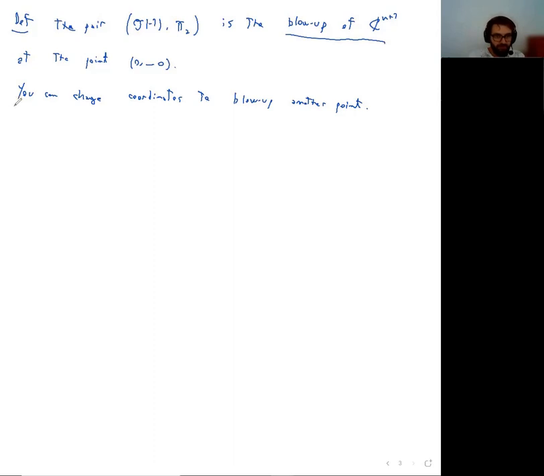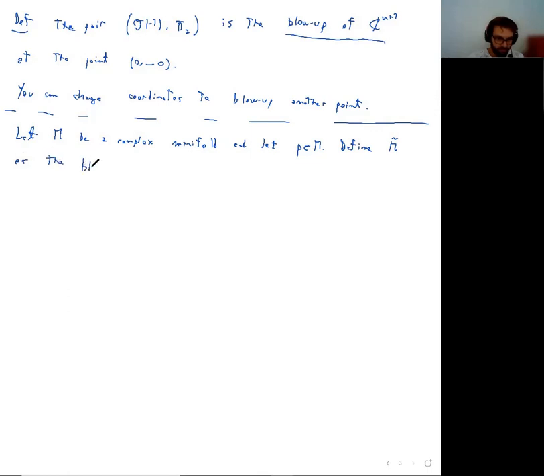So this construction is not only valid for Cn plus 1, but is valid on every complex manifold. So let M be a complex manifold. And I think now the construction will be even more intuitive. And let P be a point in M. We define M tilde as the blow up of M at P as follows.